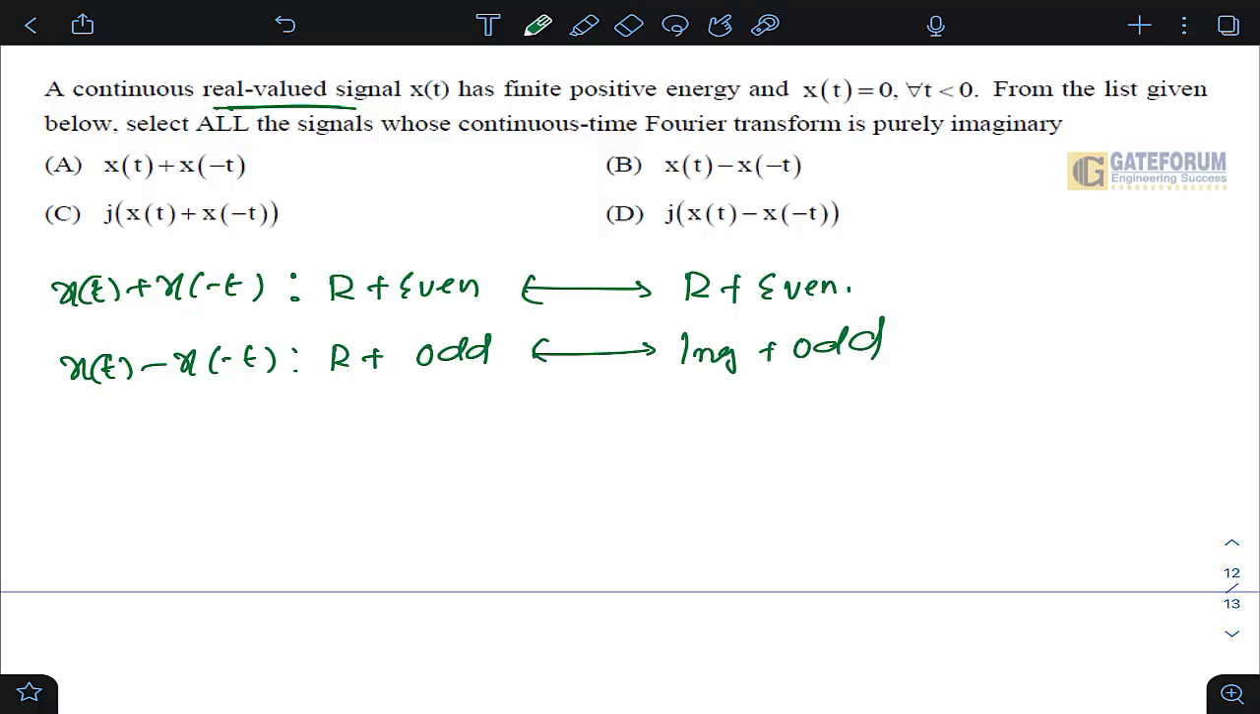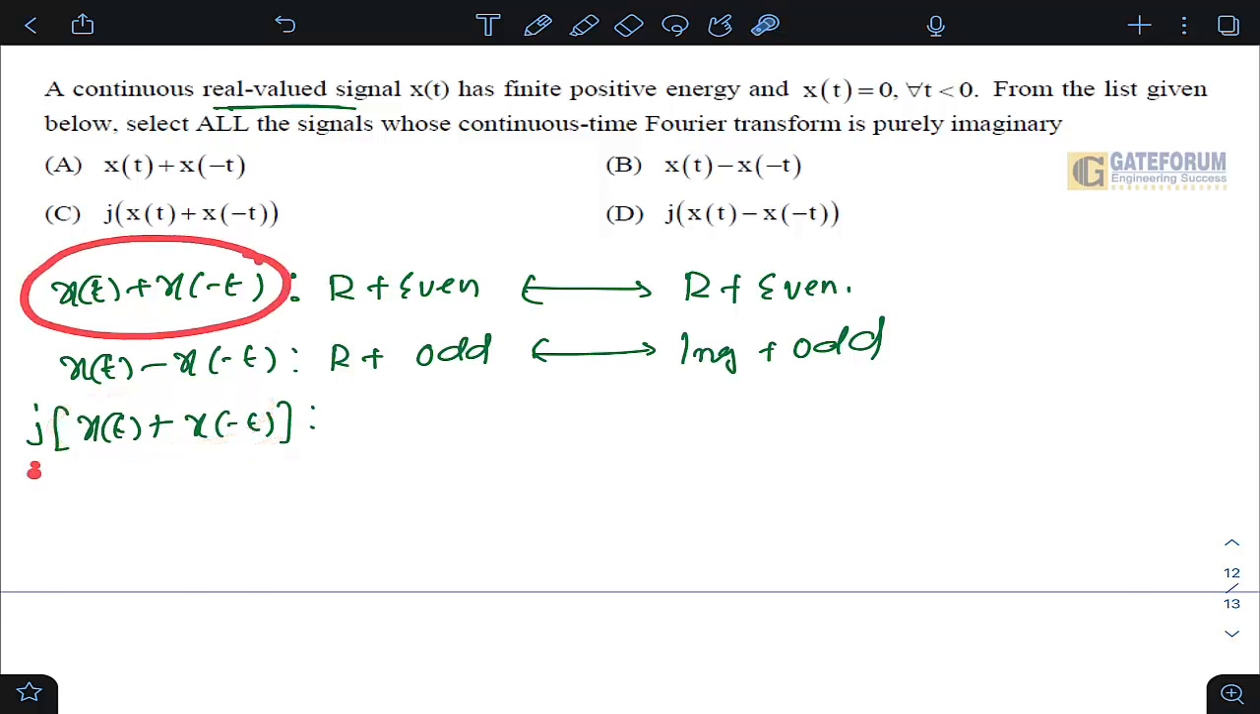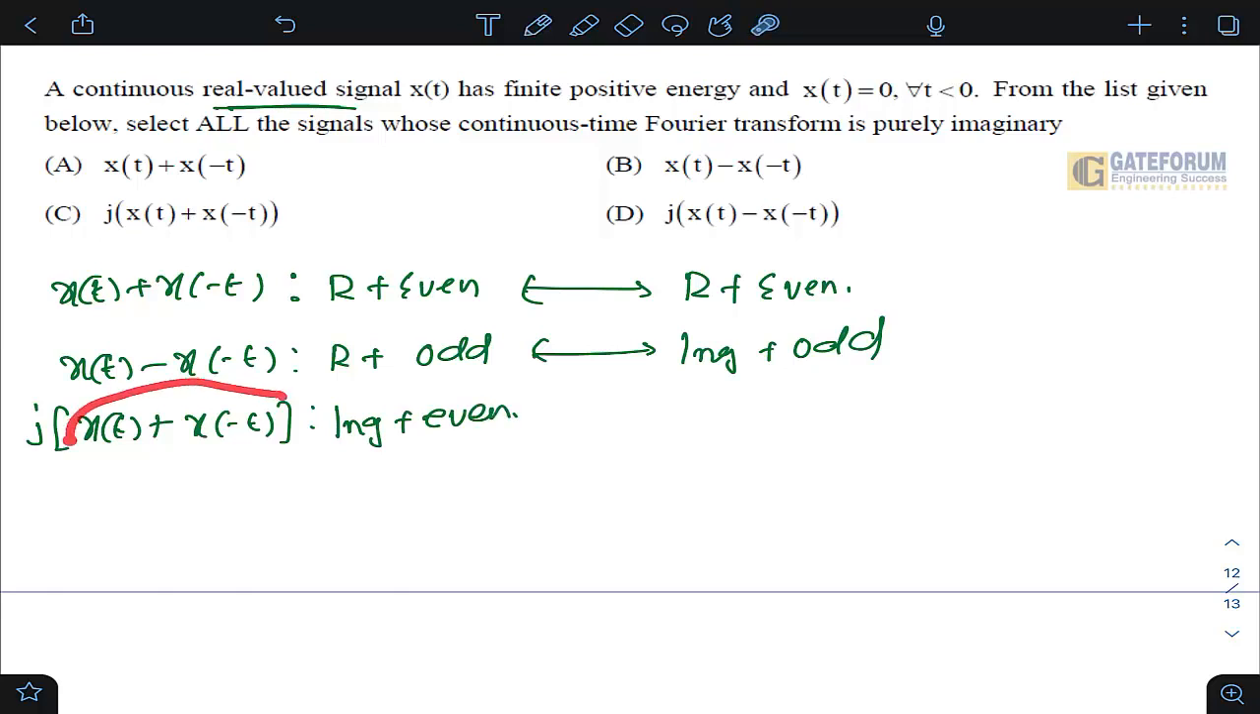Now coming to option C, it is j multiplied by x of t plus x of minus t. If you compare, this part is real and even. Now j is multiplied, so what changes? It is definitely imaginary and even. Because it is an even function, and because j is multiplied, it is imaginary. So for imaginary and even, the Fourier transform is again imaginary and even, based on the symmetry property.